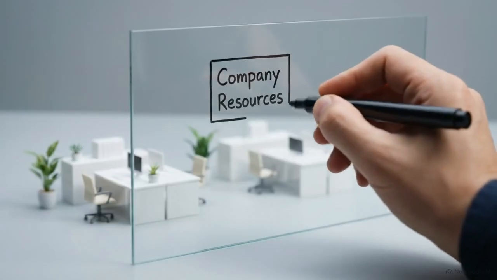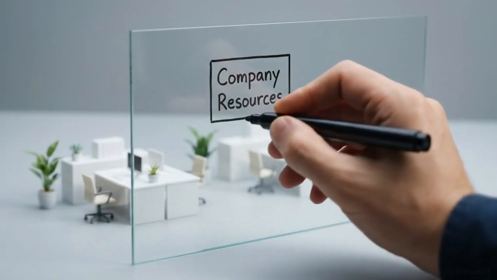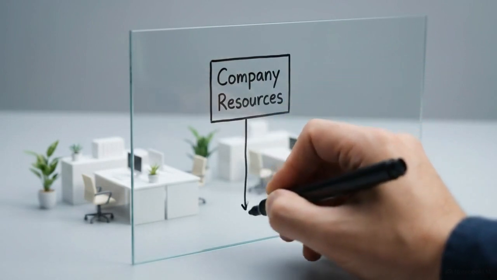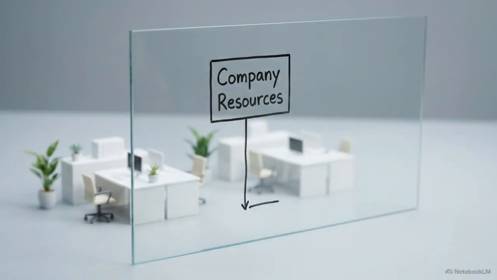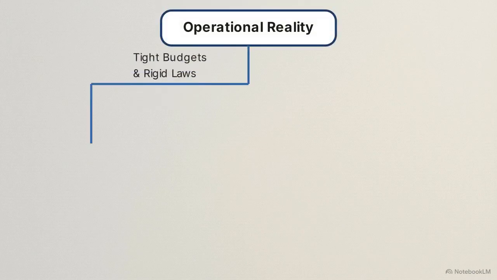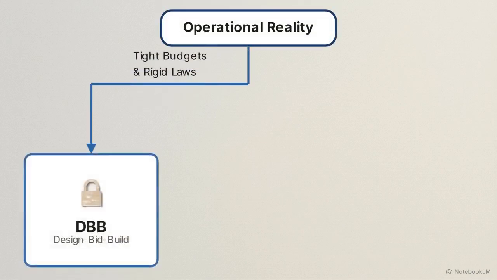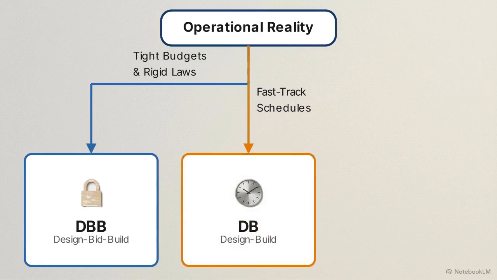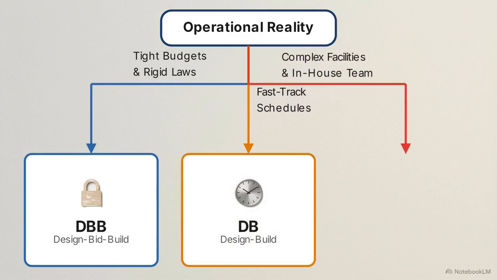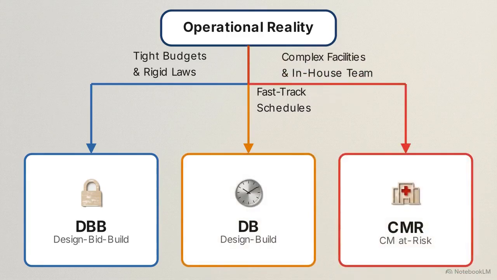Theory only matters if you can apply it. Executives must map their operational reality directly to the correct legal framework. Map constraints on a flowchart. For tight budgets and rigid laws, default to design-bid-build for the lowest cost. To fast-track schedules, choose design-build. For complex facilities managed by experienced in-house teams, utilize CM at risk for early constructability input and a guaranteed maximum price.